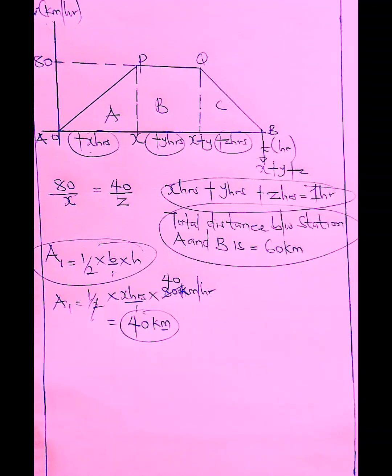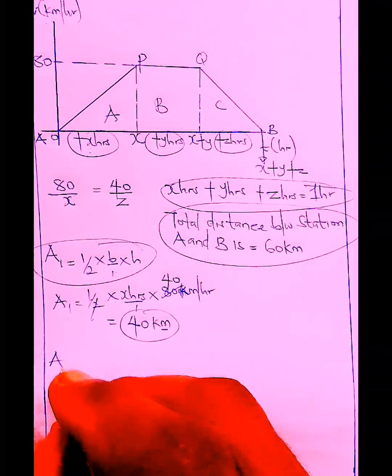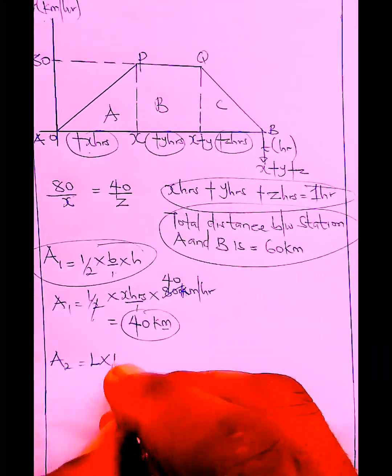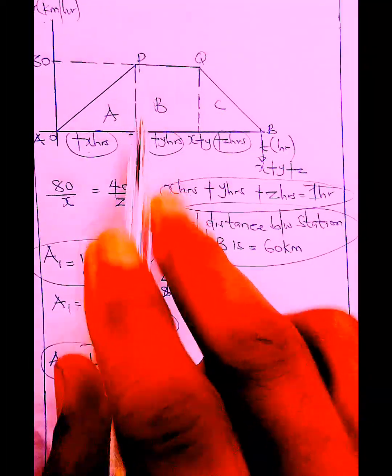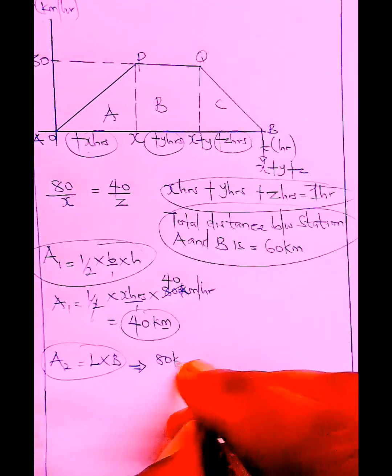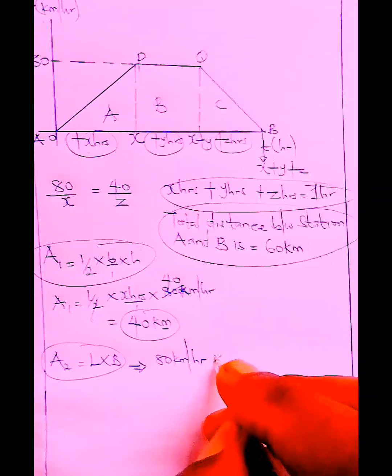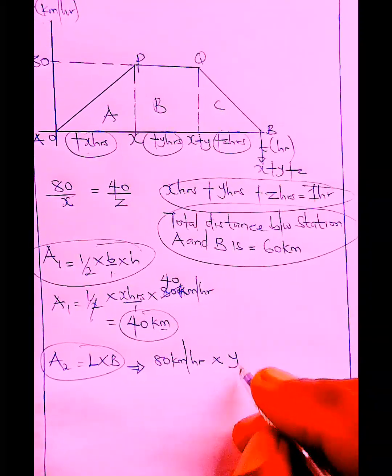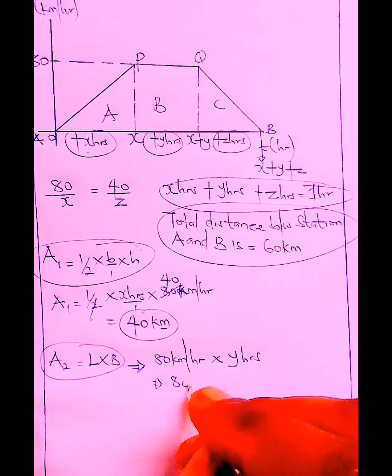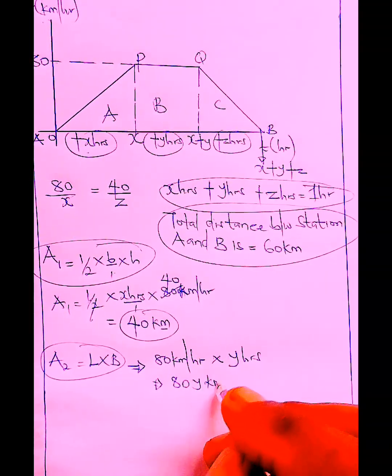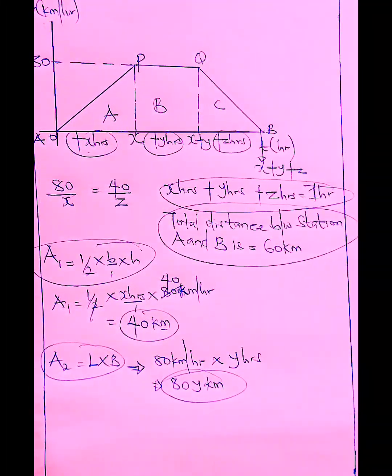So quickly, let's get area 2. Area 2 is the length times the breadth. So what's the length? The length is 80 kilometer per hour, while the breadth is y hours. So altogether we have 80y kilometer. That's fine.